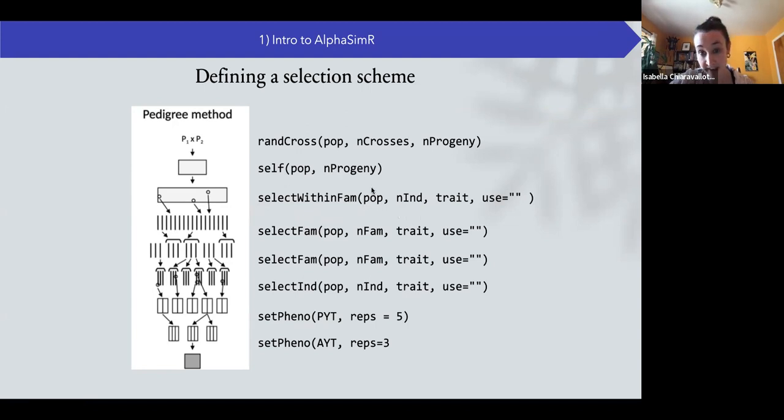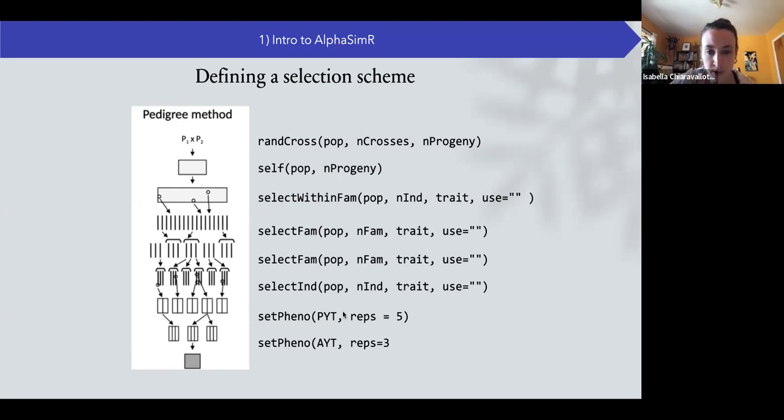When we go to make selections, there's this argument called use equals. So you can tell AlphaSimR, I want to use phenotype to make selections. I want to use genetic values. Or if we're working with genomic selection, you could say, I want to use the estimated breeding value to make selections. So you have a lot of flexibility there.